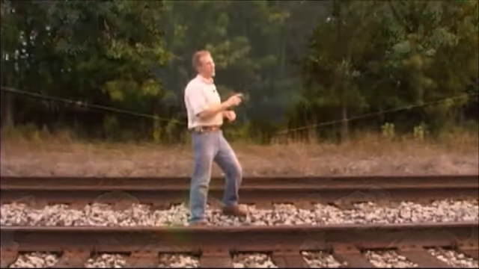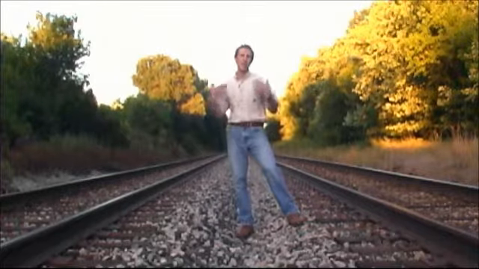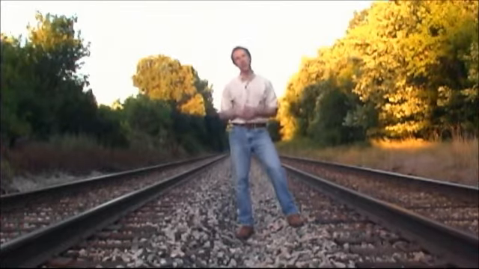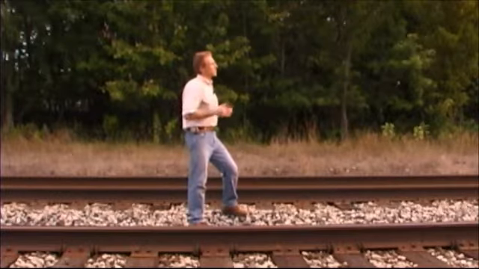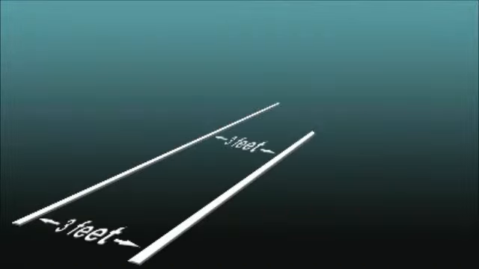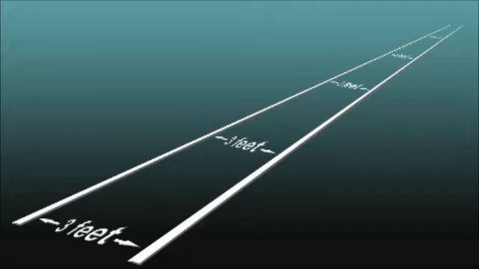Speeding locomotives run along these railroad tracks. And as artists, we see these tracks as nothing more than parallel lines. Now, the definition of parallel lines is you have some objects that create lines, and these lines stay the same distance apart as they go on forever.